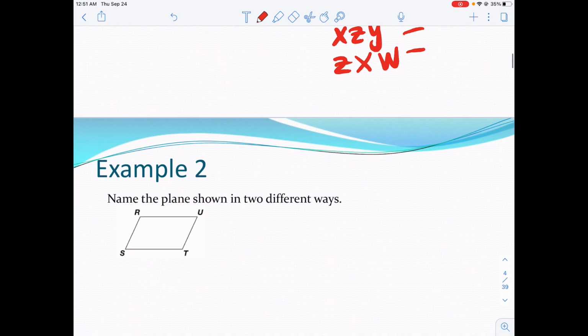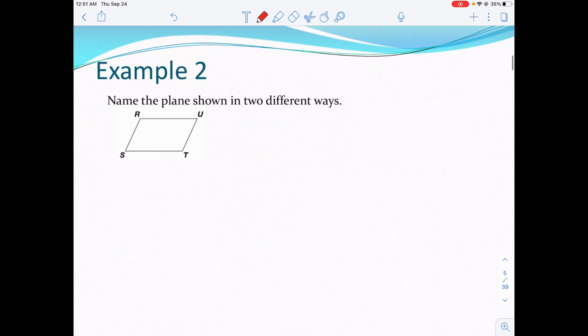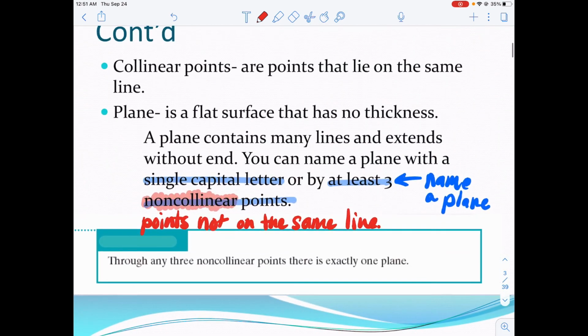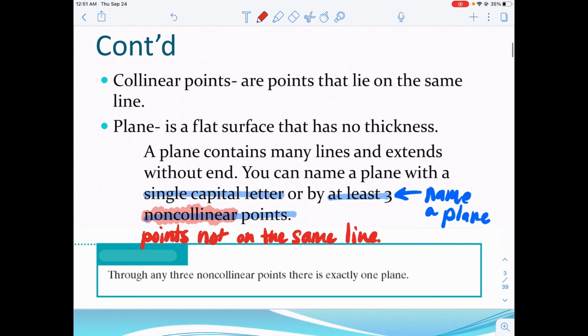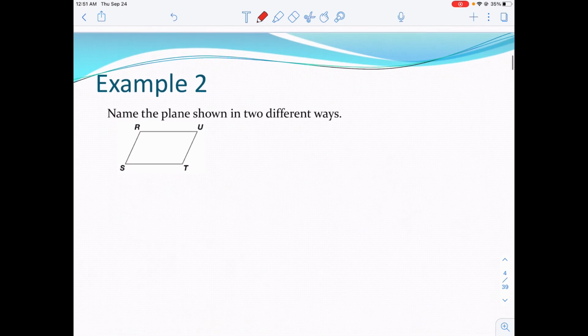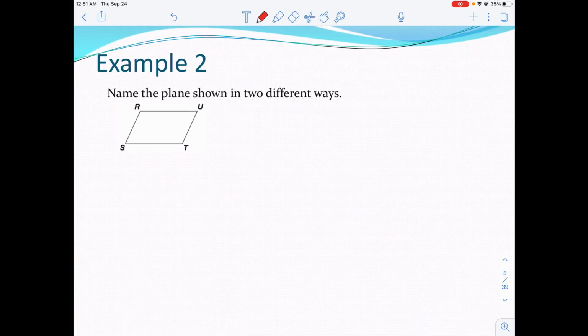All right, let's move on to example 2. Again, you're going to pause the video after I read the example. It says, name the plane shown in 2 different ways. I'm going to help you out a little bit. Go back to where we talked about the definition of a plane. We highlighted it in blue: to name a plane, you have to use 3 non-collinear points, or you have to use 1 single capital letter. At this point, you can pause your video and name your plane.